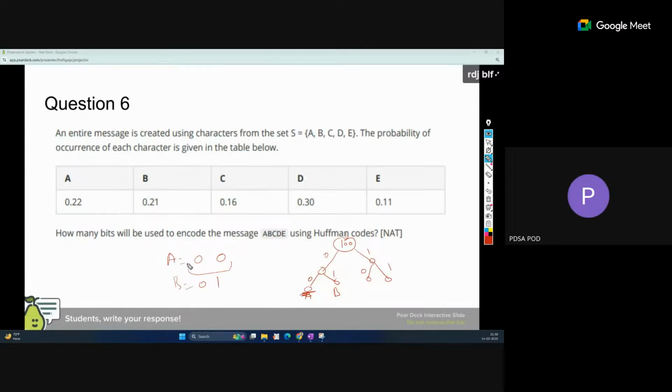So we calculate the total Huffman code length. This represents that 2 bits are required for A. Now this is the message, so we replace each character by its code and count how many bits there are. That is the answer we got for this, 12.